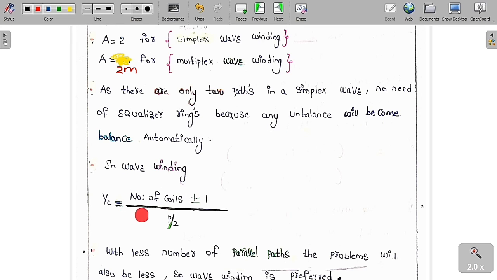So in the wave winding, Yc is equal to number of coils plus or minus 1 by P by 2. Yc is called the commutator pitch, or the number of commutator segments between two successive coils. This is the formula that you always have to remember, and you have to use it to find the value of Yc for the wave winding.